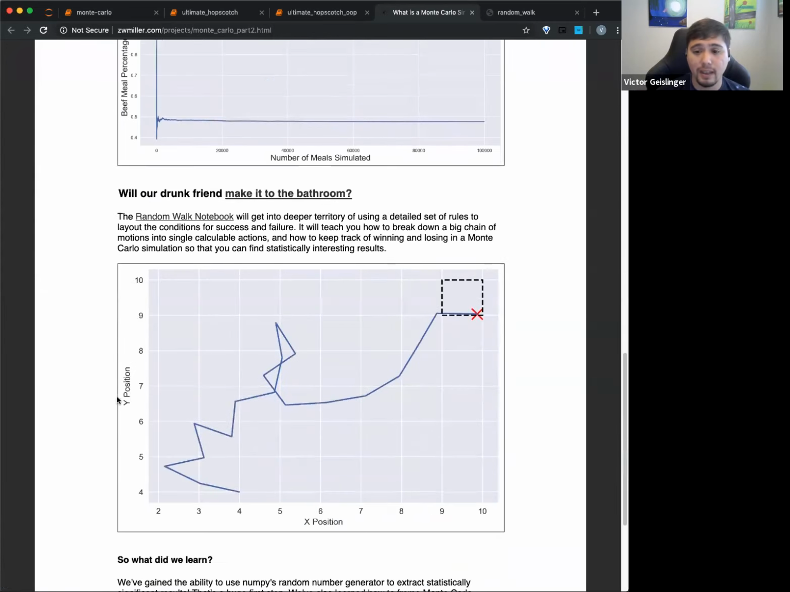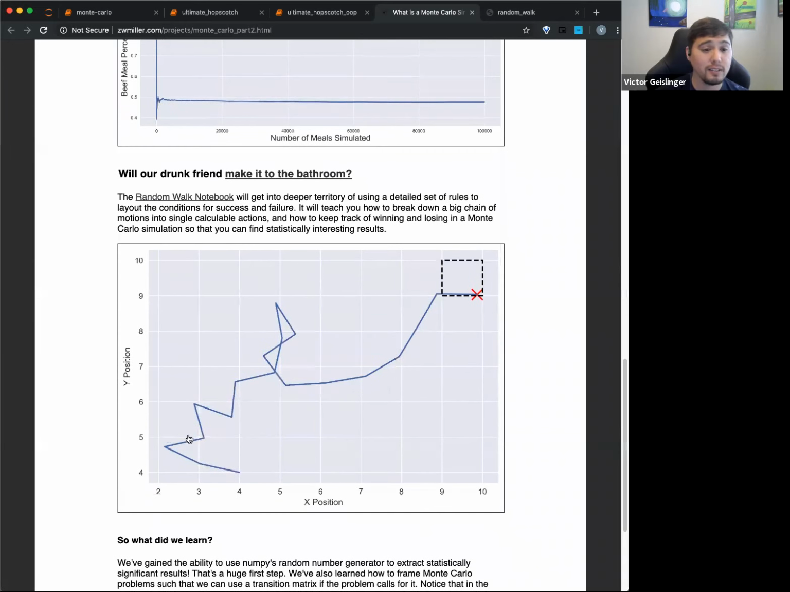My favorite one that he does is, what if you had a drunk person try to go across the room and get into the bathroom? What's the likelihood of them actually succeeding? In this case, what do you mean by a drunk person? Well, what he basically describes is imagine this person who can randomly go in any direction, turn around, go through.